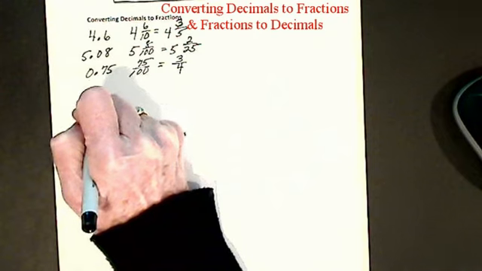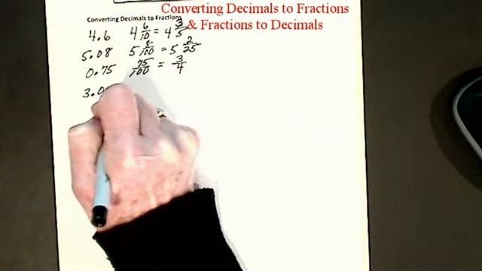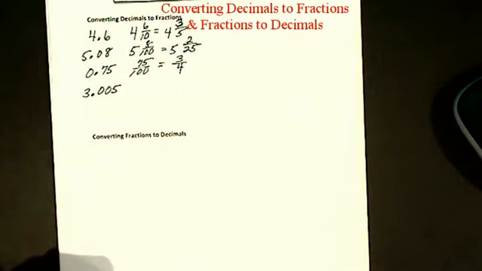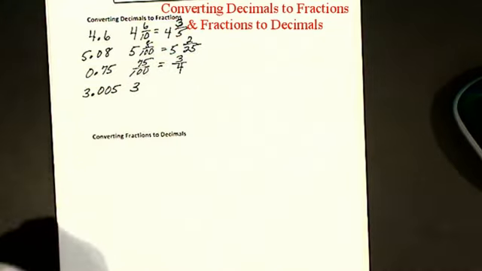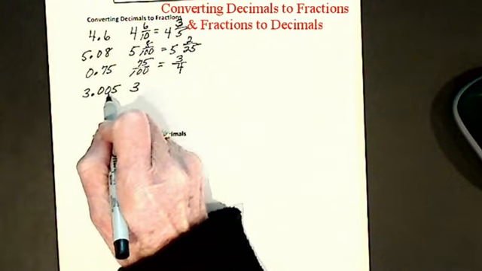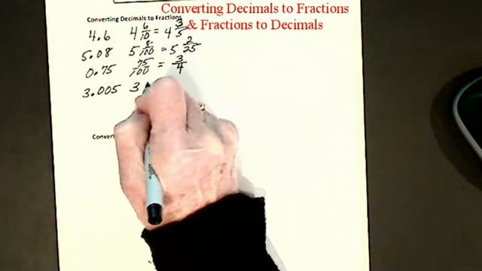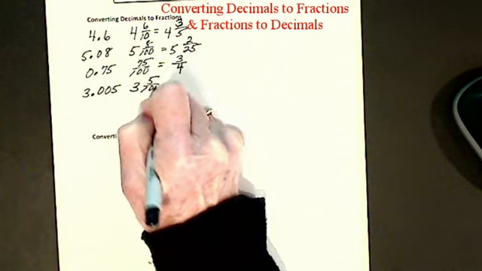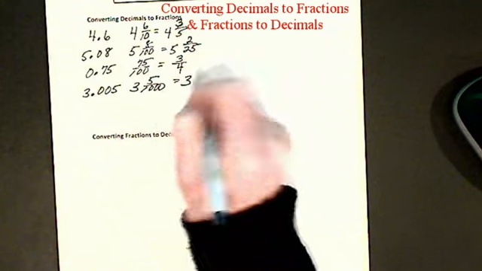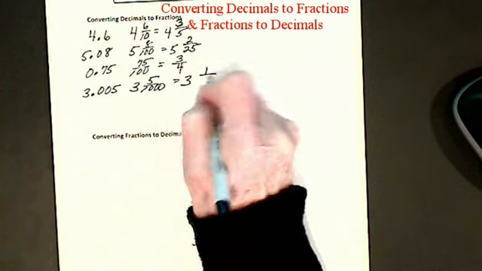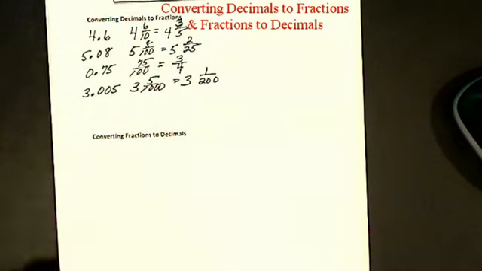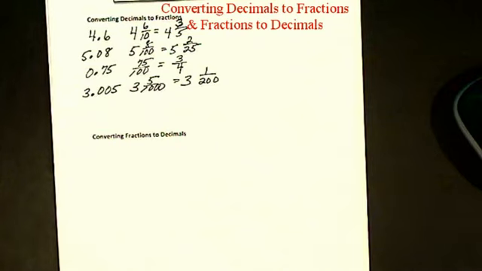All right, one more. Let's say I have 3.005. I got to change the decimal to a fraction. I just have to remember to say it out loud in my head. This is 3 and 5, but it's tenths, hundredths, thousandths. So this is 5 thousandths. So now I have to simplify. 5 into 5, 1. 5 into 1,000, 200. I get 3 and 1/200.